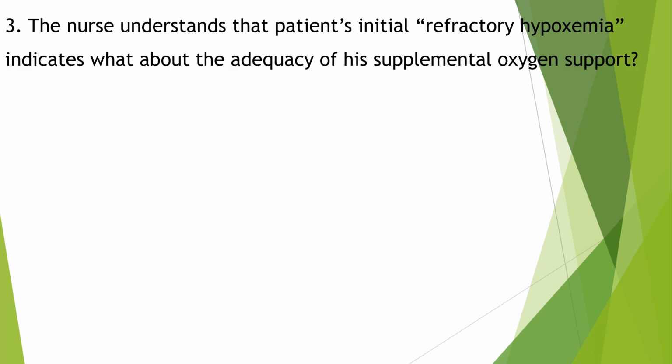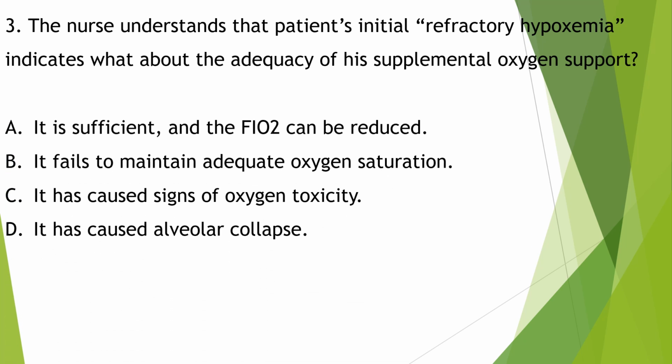The nurse understands that patient's initial refractory hypoxemia indicates what about the adequacy of a supplemental oxygen support. What does this refractory hypoxemia mean? It is sufficient and the FiO2 can be reduced. It fails to maintain adequate oxygen saturation. It has caused signs of oxygen toxicity. It has caused alveolar collapse.